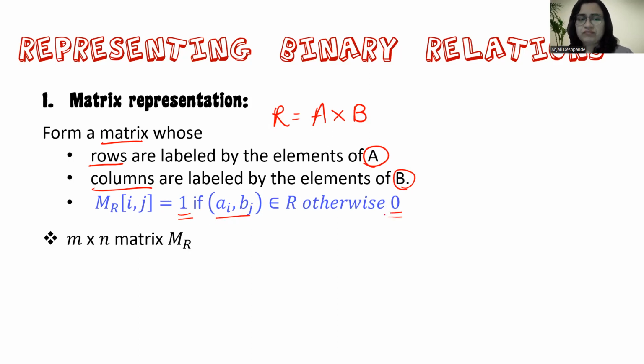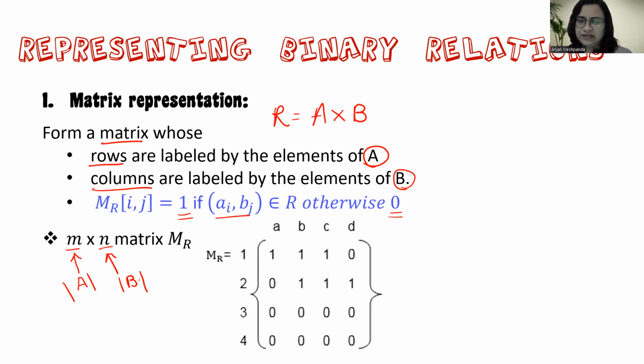So here, your resultant matrix will have the dimensions M cross N, where M is the cardinality of set A and N is the cardinality of set B. So this is how your resultant relation matrix will look like. So here, as you can see, the rows are labeled with the elements of set A and columns are represented by the elements of set B.